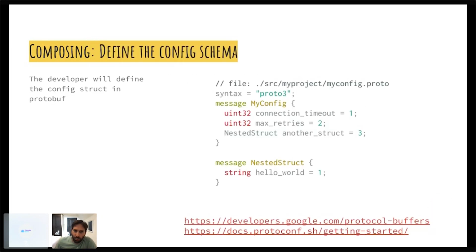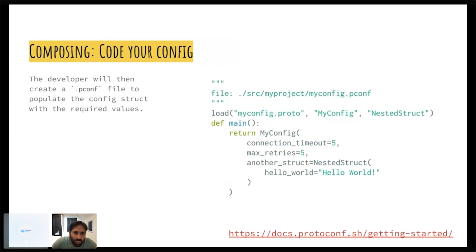So first, we define the structure. As I said, this is a pretty simple config with an integer connection timeout, and we have a nested struct here, so we can do really complex configuration just by using the protobuf system. Then we use the Starlark language, which is pretty much like Python.